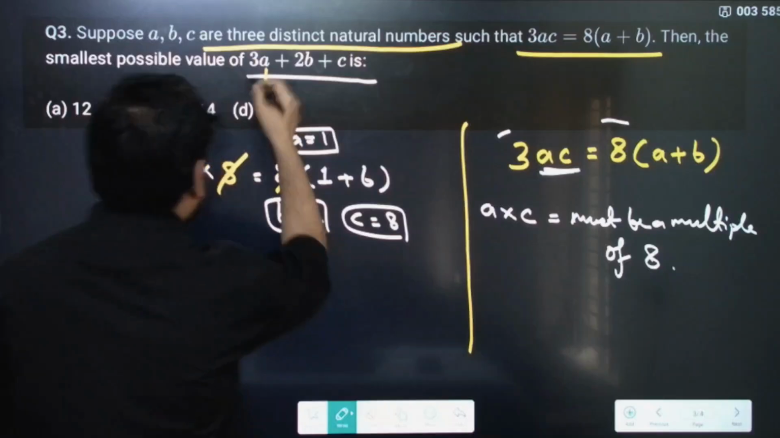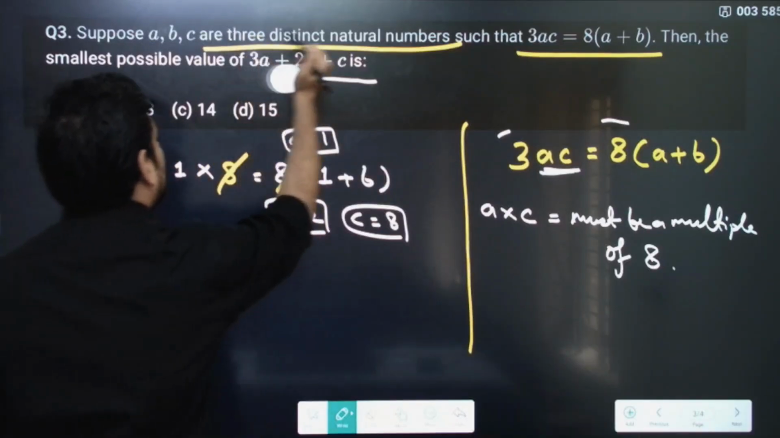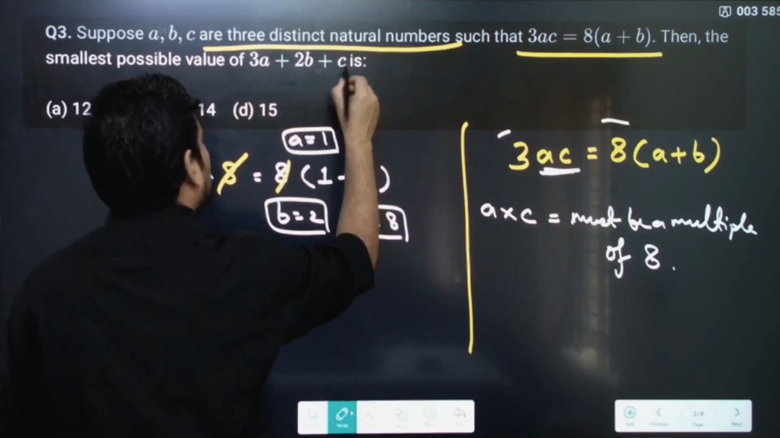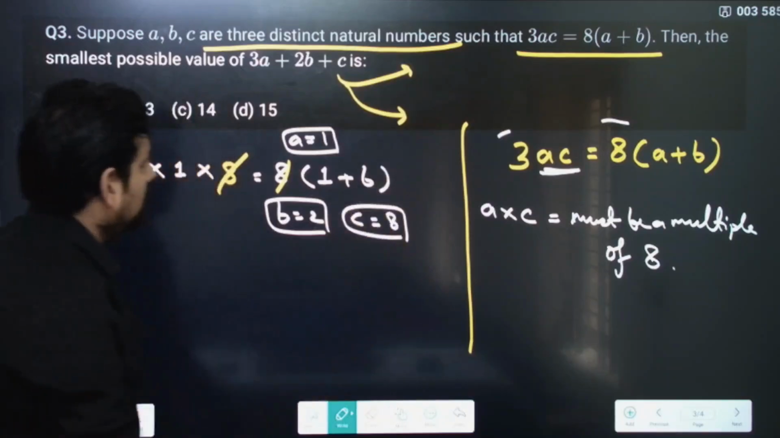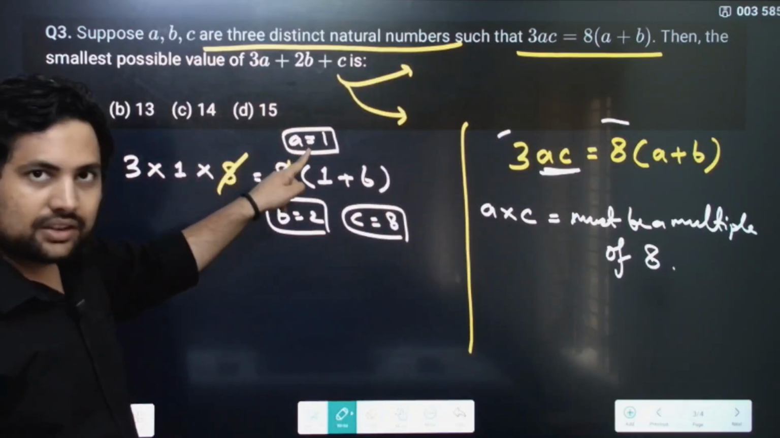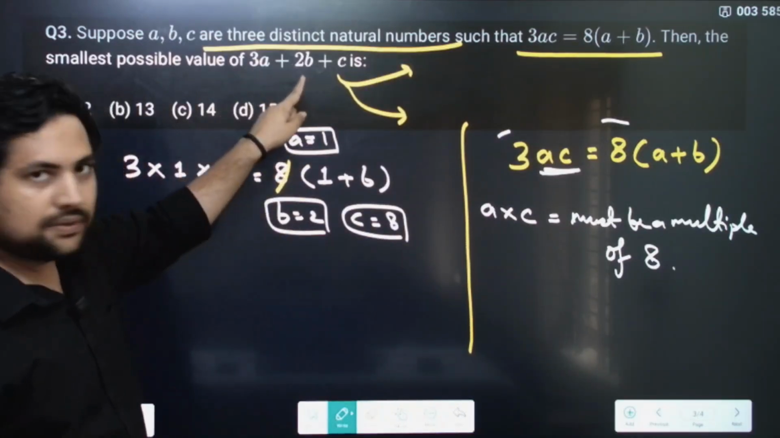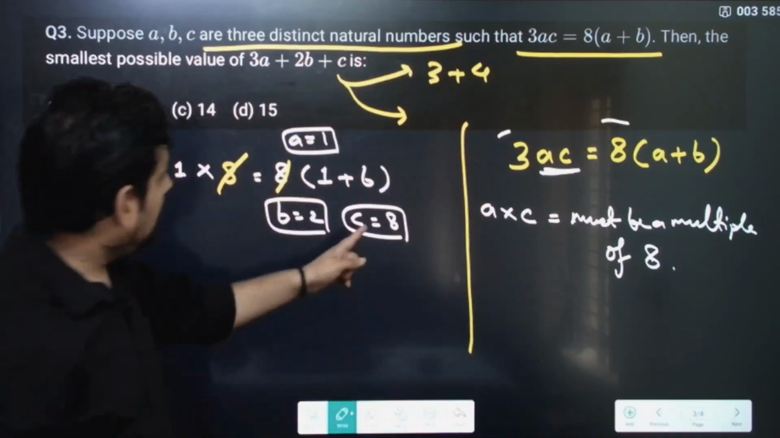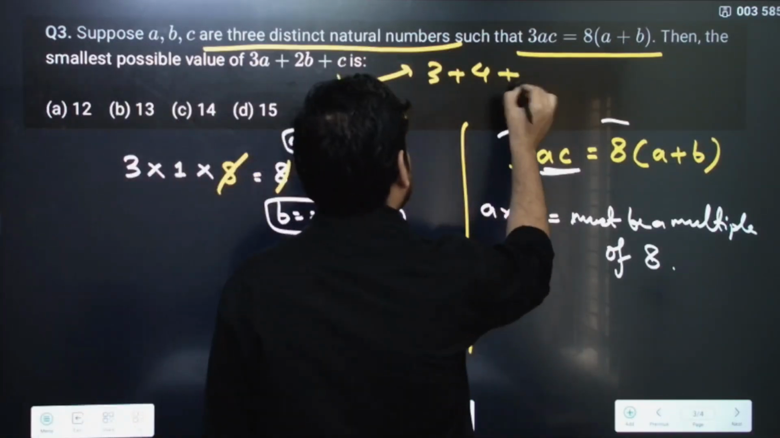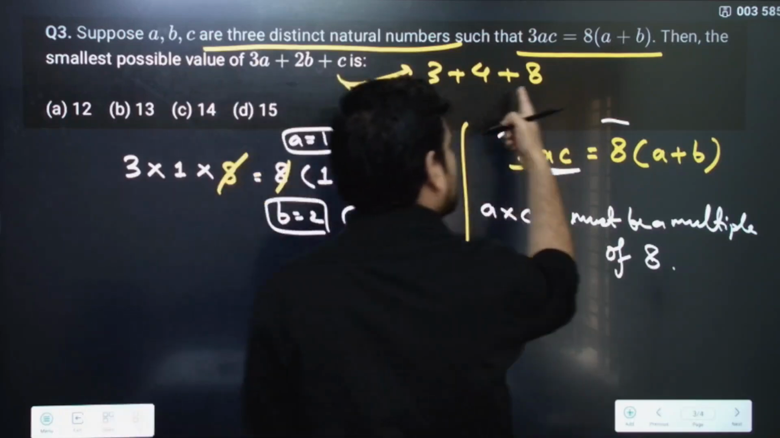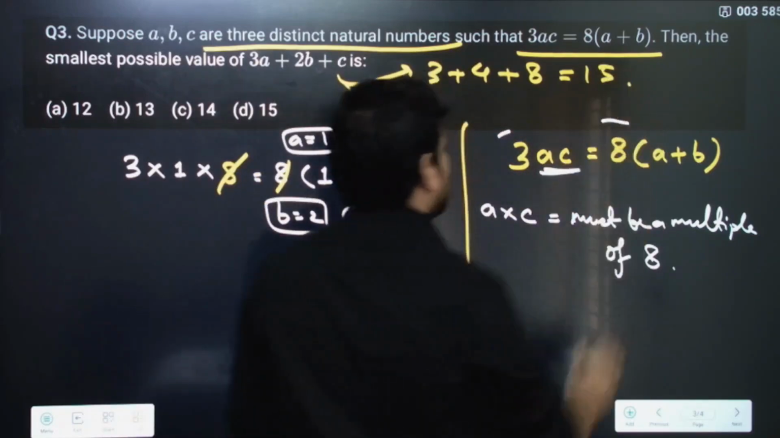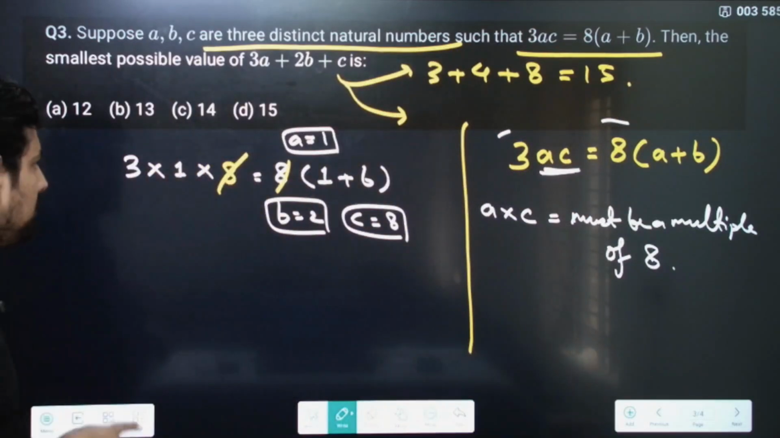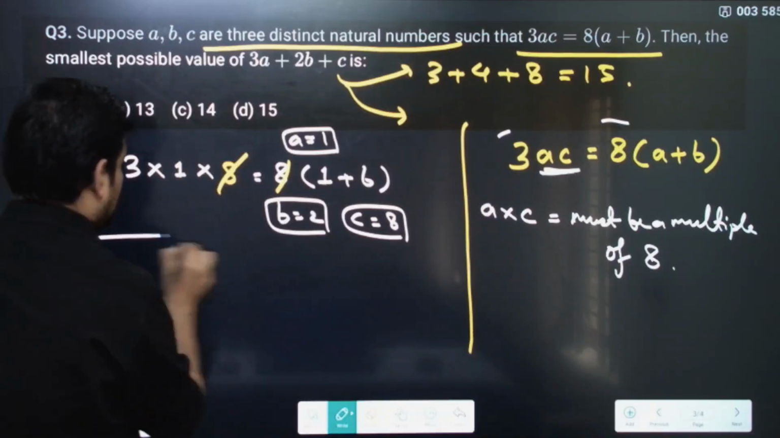What is the sum? It is asking you 3A plus 2B plus C. So the first value that you got as a possibility is this. So you put 3A, 3A means 3 plus 2B, 2 2s are 4, correct? So you got 3 plus 2 2s are 4 and then plus 8, correct? So you got 7 plus 8, that is 15. This is one possible value. You have to find the smallest. Now let's try for any other number also.